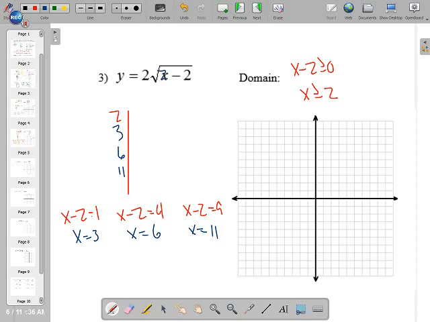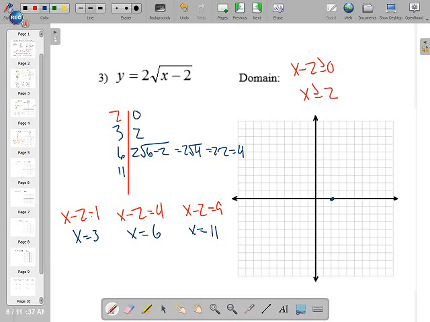Because 2 minus 2 is 0, the square root of 0 is 0, and 2 times 0 is 0. So 2, 0 is my first point. 3 minus 2 is 1, the square root of 1 is 1, and 2 times 1 is 2. If you want to write it out, you can. 6 minus 2 is 4. The square root of 4 is 2, and 2 times 2 is 4.